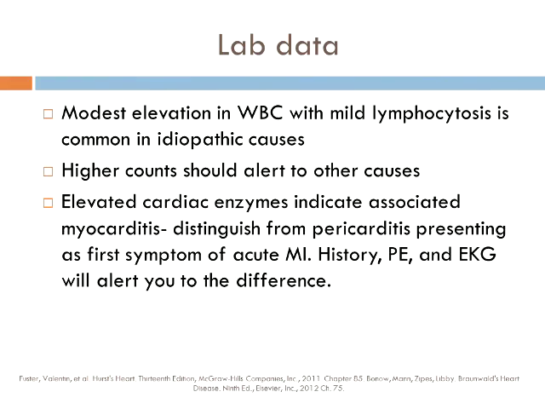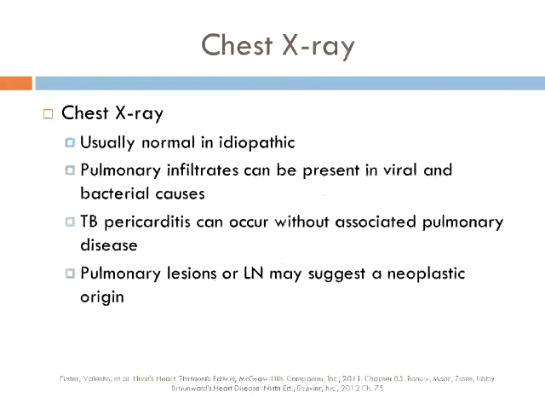Chest x-ray oftentimes is normal in idiopathic pericarditis. Some things to look at: if you see pulmonary infiltrates, it may lead you to a diagnosis of viral or bacterial causes. Oftentimes TB specifically, TB pericarditis may not have associated pulmonary TB as well. And then pulmonary lesions or lymph nodes may lead you down the path of a neoplastic origin.